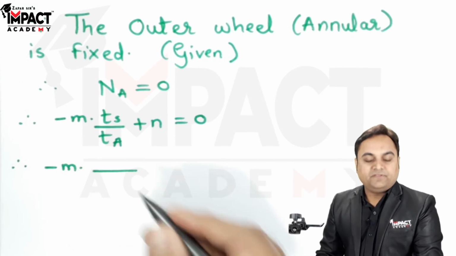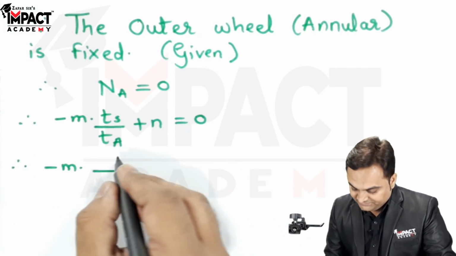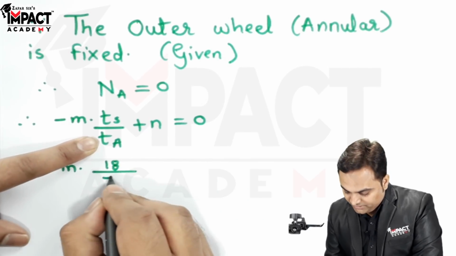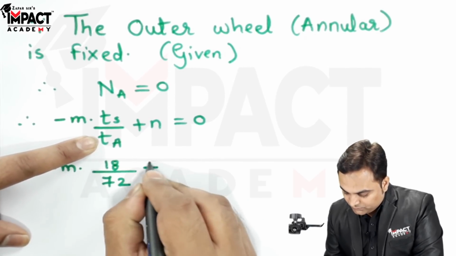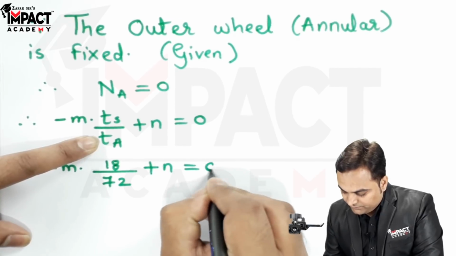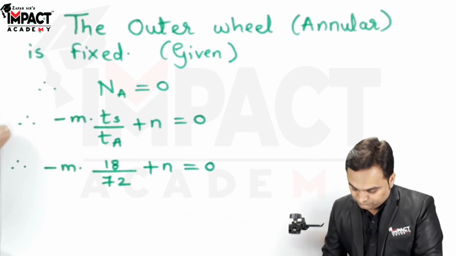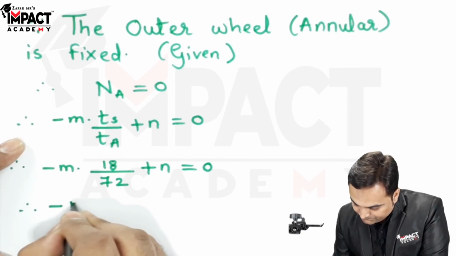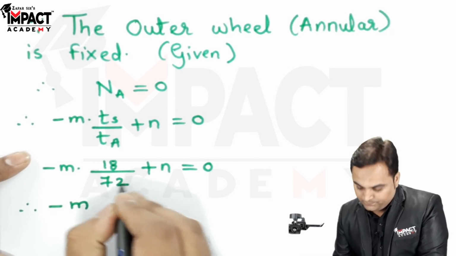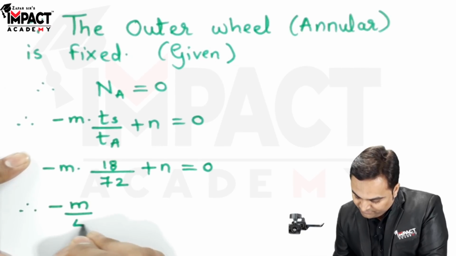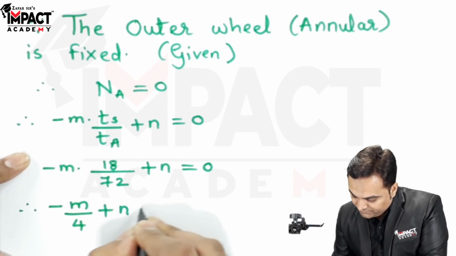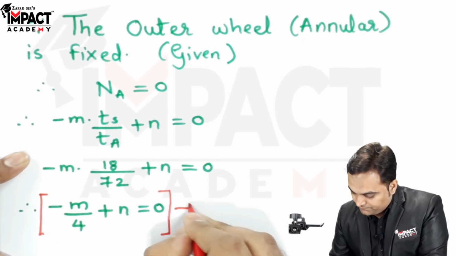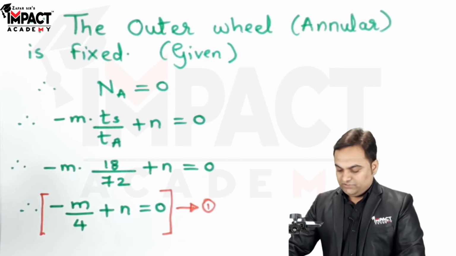Number of teeth on the sun wheel given in the problem as 18. For the annular, we have calculated number of teeth. It came out to be 72 plus n is equal to 0. So therefore, here we have minus, this will be 1 by 4. So it is minus m by 4 plus n is equal to 0. Keeping this as the first equation.